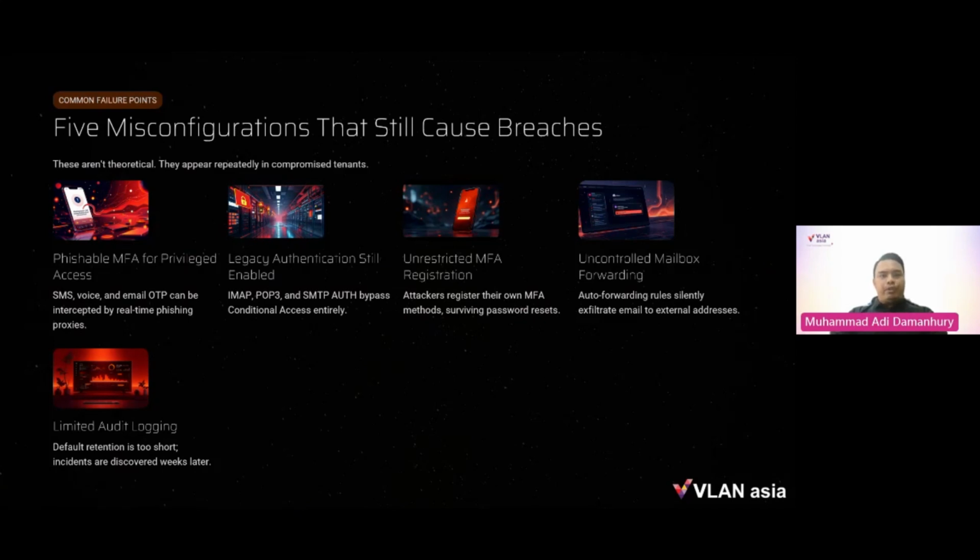So, five misconfigurations that still cause a breach. Before getting into the baseline itself, it's worth looking at the five issues that still appear frequently in compromised tenants. This is not a theoretical list; these are configuration gaps that incident responders see over and over again. First, phishable MFA for privileged access, which is common and something we have to take note of.